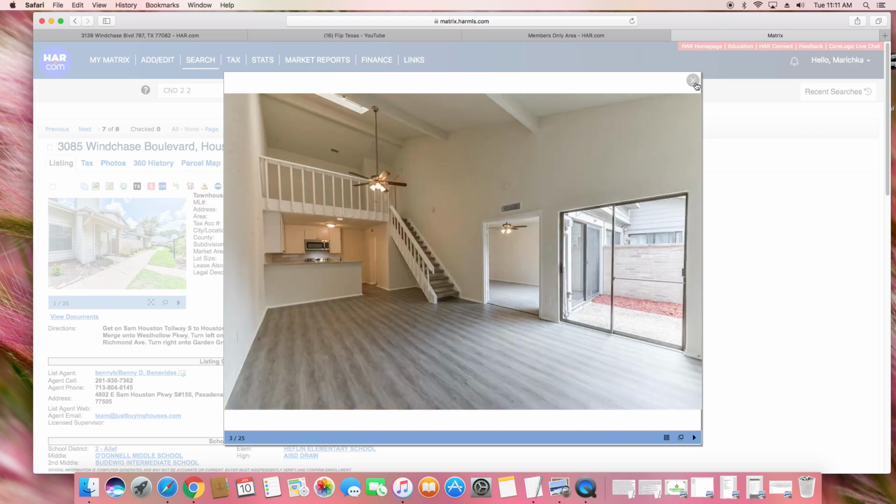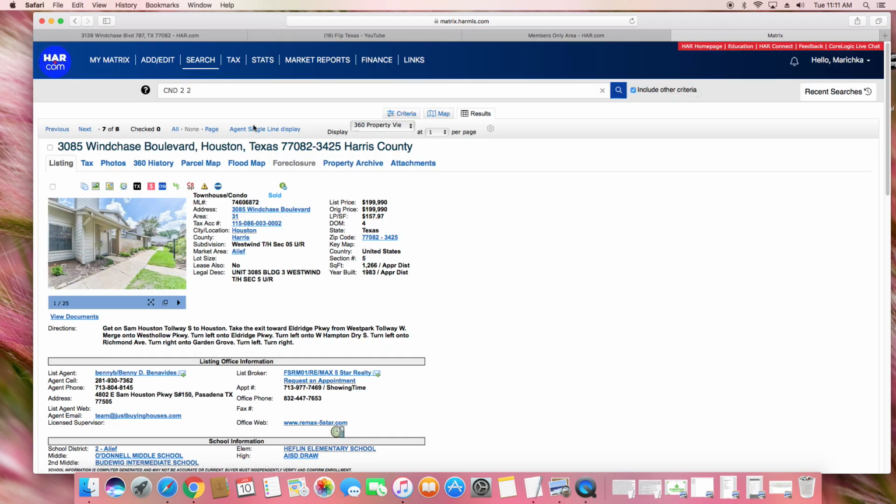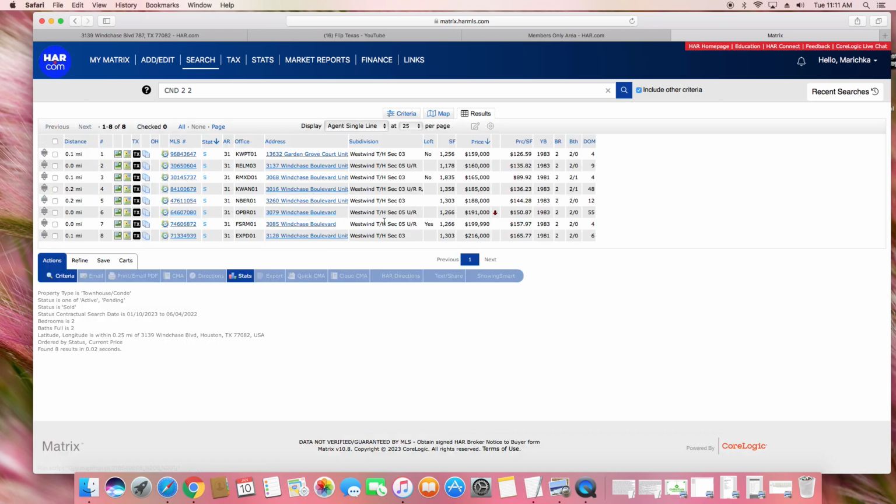Okay, so the one that I'm selling looks exactly like this one, 3085. It sold for 199. It's a 2-2 and 4 days on the market. What I like is there's no active inventory. Mine is like 100 square feet bigger, so listing mine for 190 to 199 shouldn't be a problem. That should probably be around what's possible for the property.